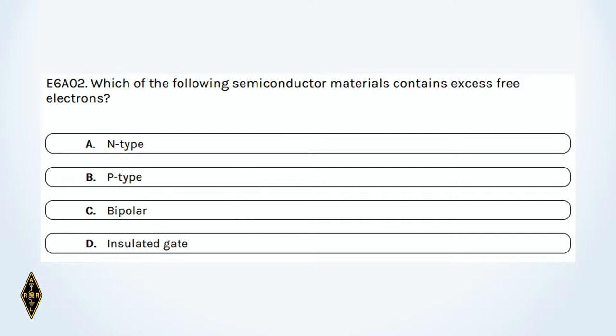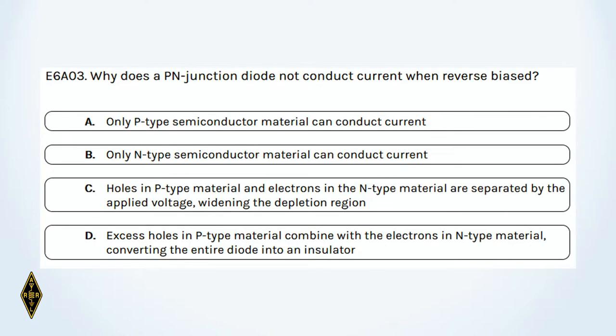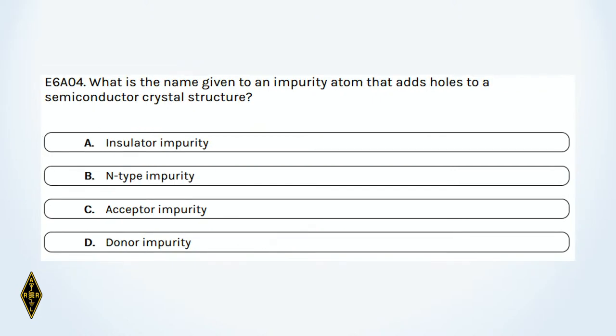So which of the following semiconductor materials contains excess free electrons? Alpha. Yep, N-type material. And why does a PN junction diode not conduct current when reverse biased? Charlie. Holes in P-type material and electrons in N-type material are separated by the applied voltage, widening the depletion region. And what is the name given to an impurity atom that adds holes to a semiconductor crystal structure? Charlie. That's an acceptor.